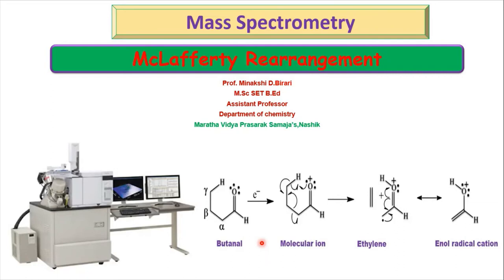There are different modes of fragmentation like alpha cleavage, beta cleavage, retro-Diels-Alder reaction, inductive cleavage, elimination, and McLafferty rearrangement. Out of which, in today's lecture, I am going to explain McLafferty rearrangement and its mechanism with an example. So, let us see in detail about McLafferty rearrangement.